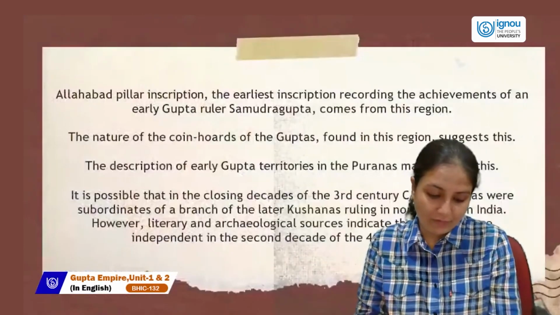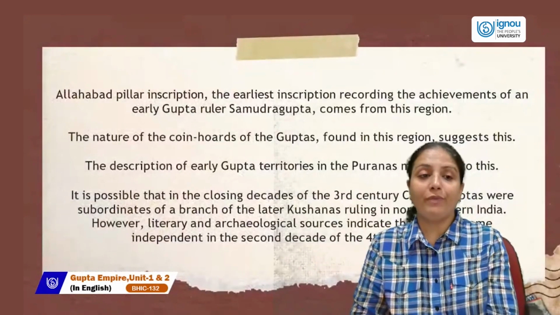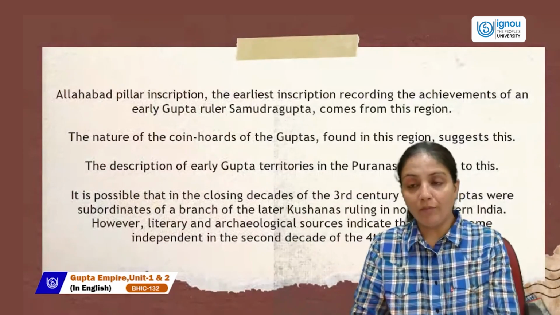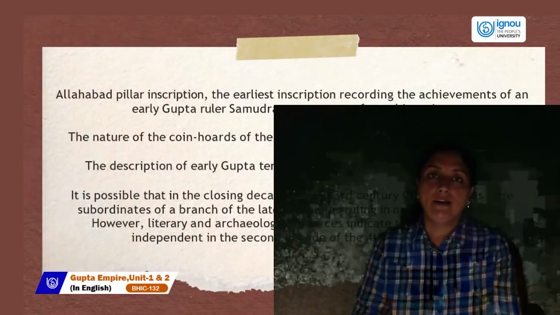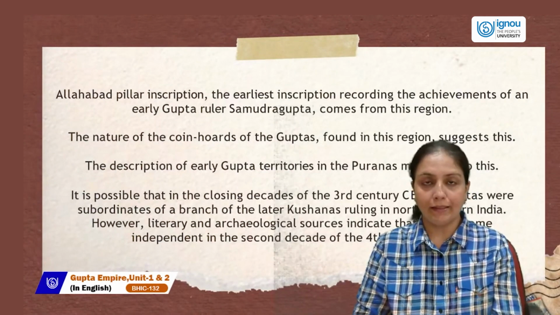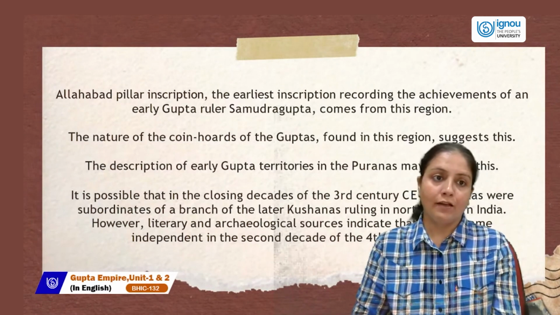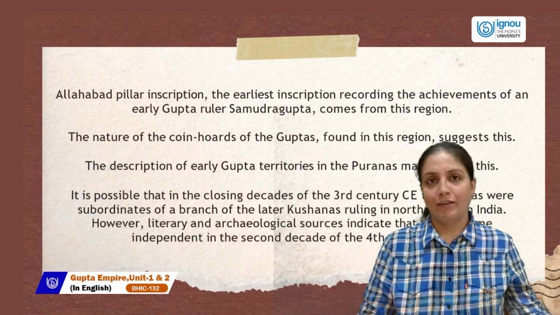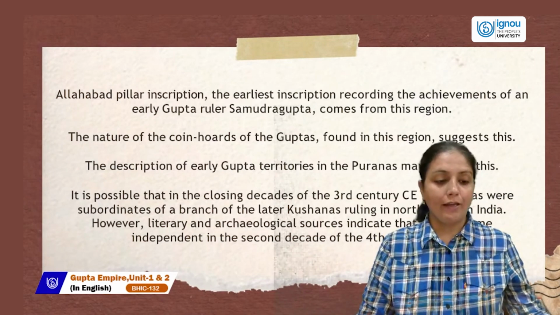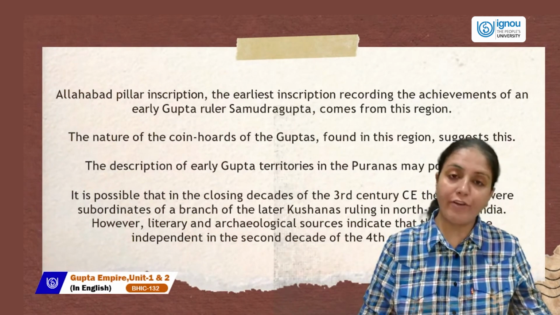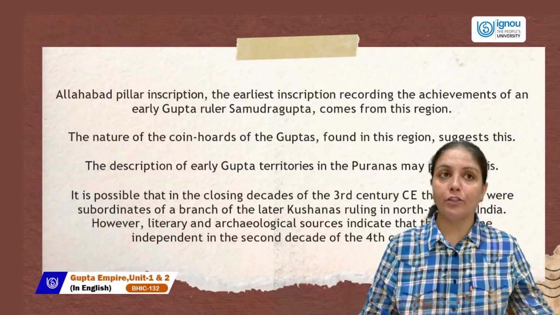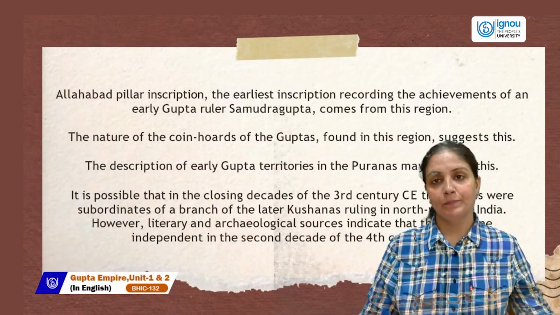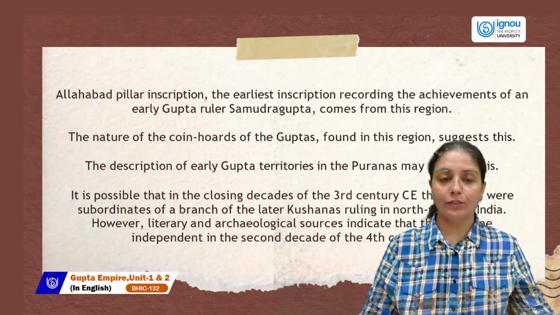The Allahabad pillar inscription, the earliest inscription recording the achievements of an early Gupta ruler, Samudragupta, comes from this region. I am telling you about the Allahabad pillar inscription. Who made this? Harisena, the court poet of Samudragupta. Harisena has written a lot of praises about Samudragupta, because in earlier times every emperor hired an important court poet in that empire.